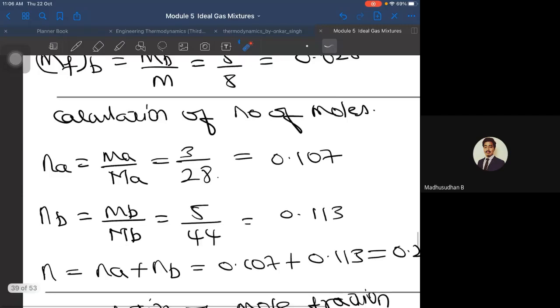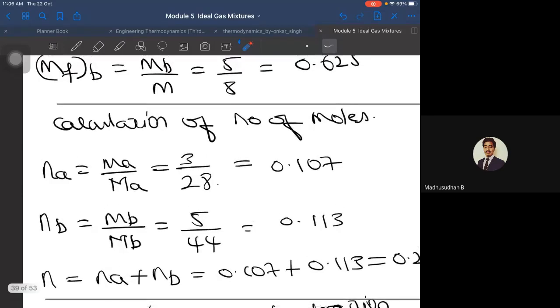Calculation of number of moles. What you have to do now is calculate the number of moles of A. You know that number of moles is mass of A divided by molecular weight of A. How will you get it? How will you define the molecular weight? It is mass divided by number of moles. You remember this, right? So molecular weight is nothing but mass divided by number of moles.